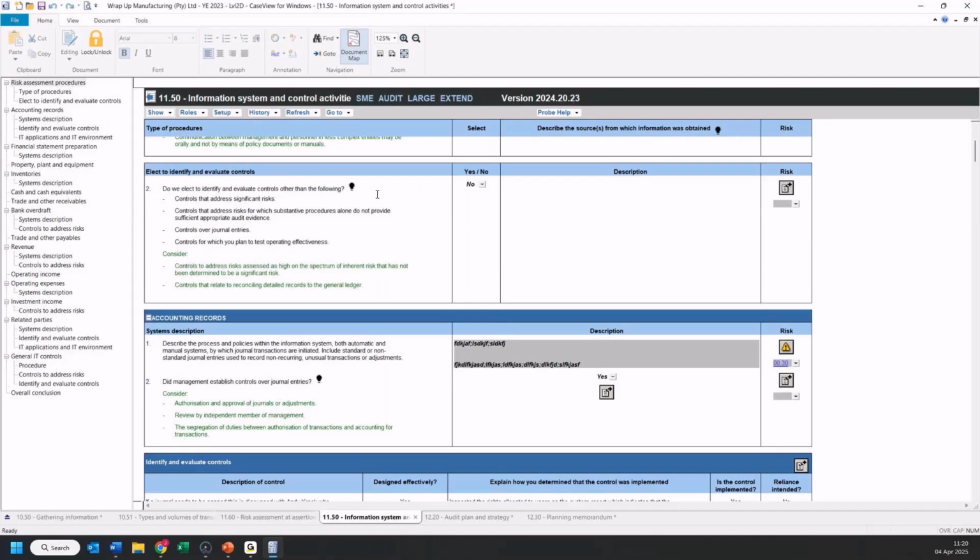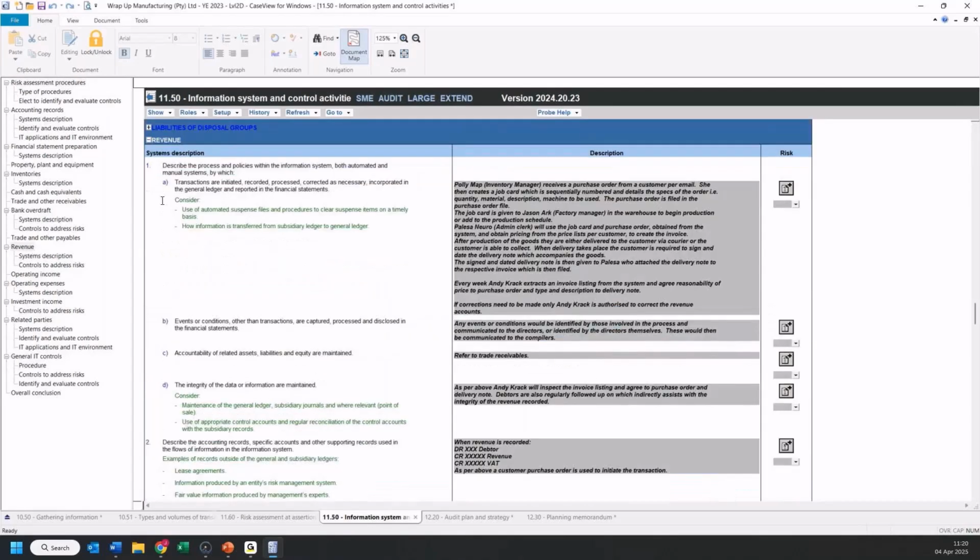So the one that's going to catch our eye today is the first one, controls that address significant risk for revenue purposes. All right, so I'm going to skip ahead to revenue in my document map on the left-hand side. I'm going to get to revenue. The standard says I must provide a system description. Now, you've already got quite a long system description here.